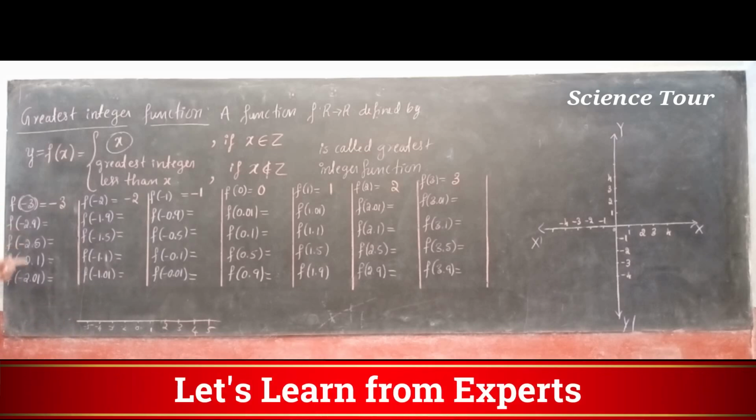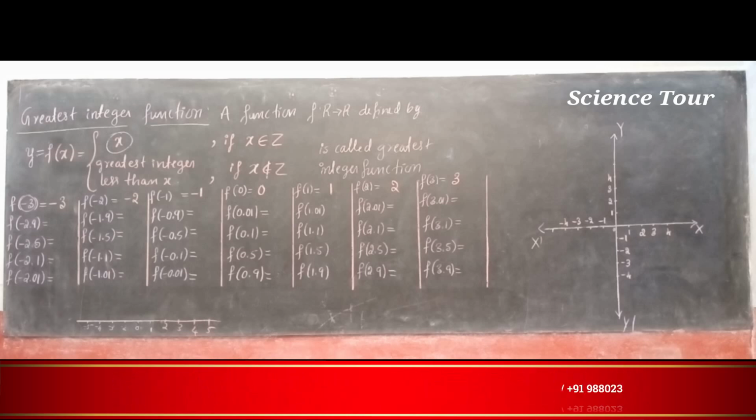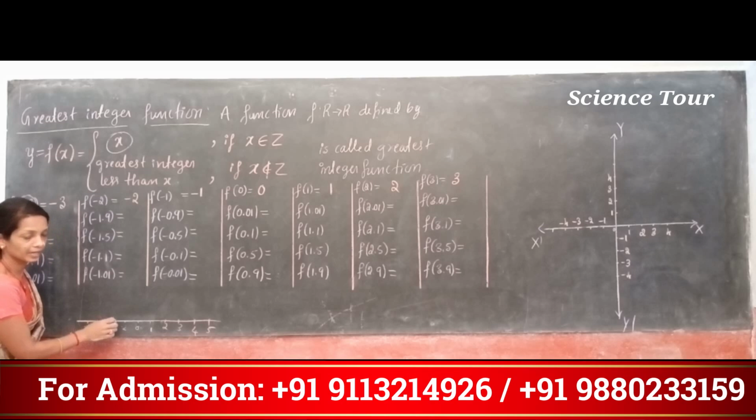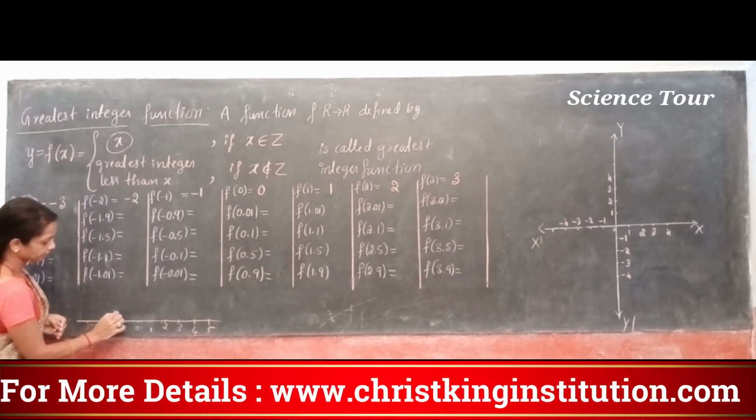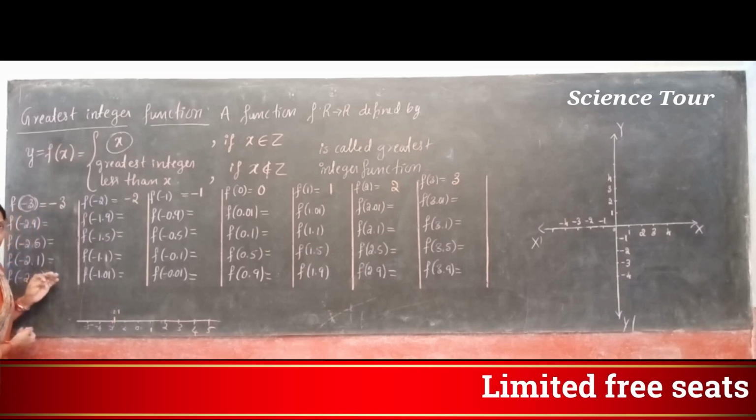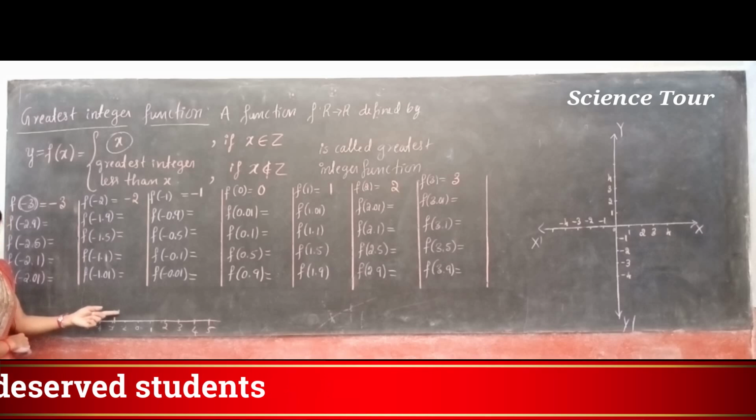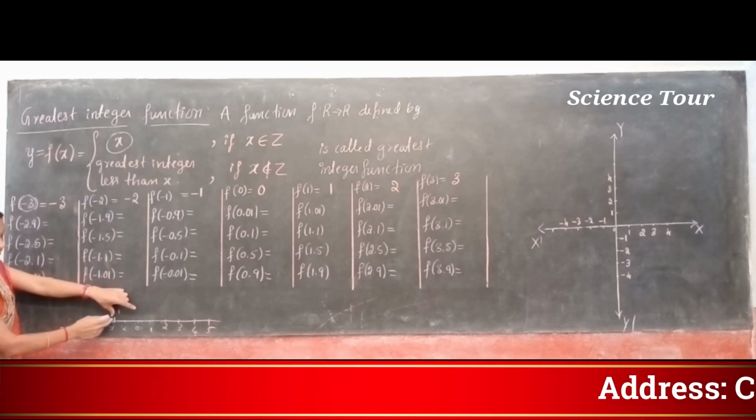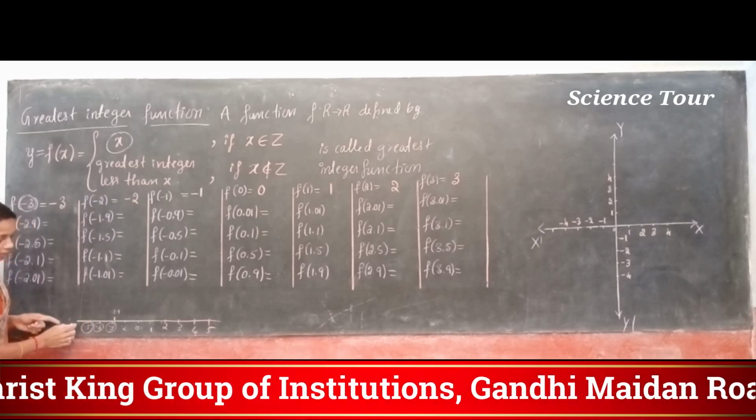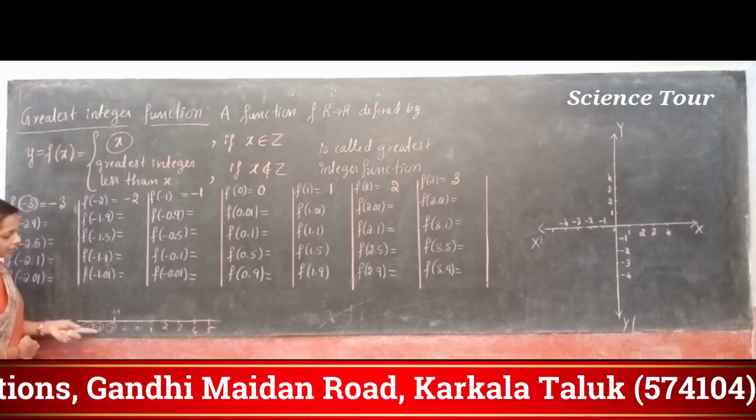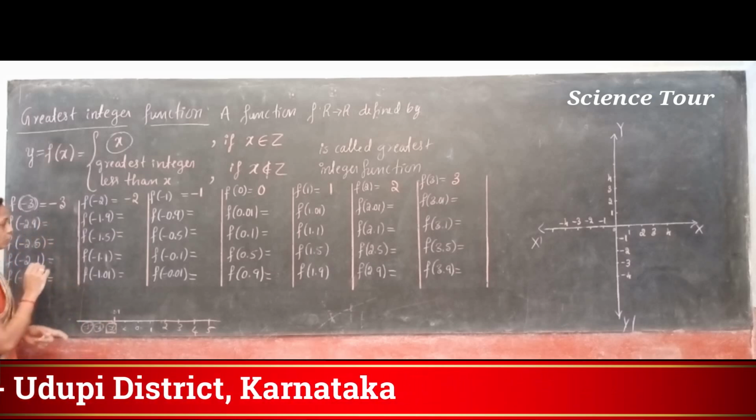And next come to these real numbers, minus 2.9. What is f of minus 2.9? Minus 2.9 is not an integer, right? Where does minus 2.9 lie on the number line? It lies somewhere here. You have to see which integers are less than minus 2.9, and in those integers which is the greatest one, that you have to write here. Less than minus 2.9 you have infinitely many integers: minus 3, minus 4, minus 5, minus 6, like that. But in these integers which is the greatest one? Greatest one is minus 3, right? So what is the answer for this?